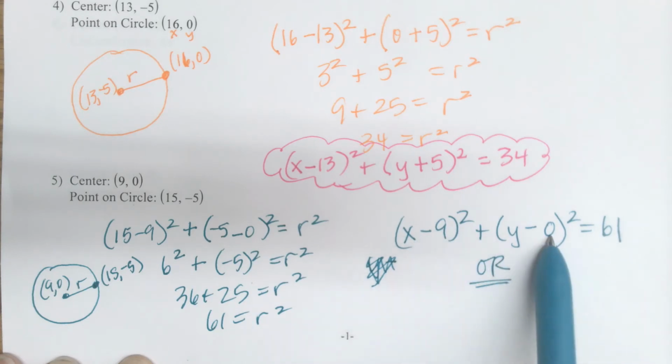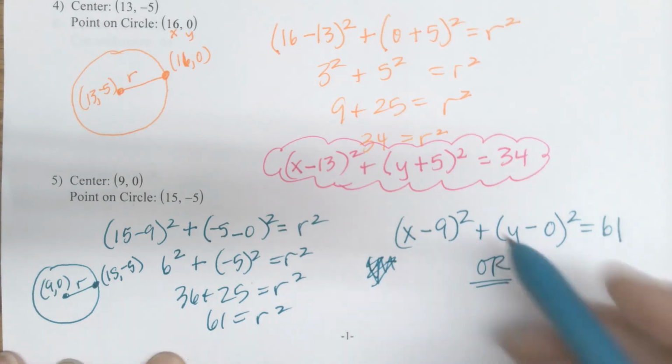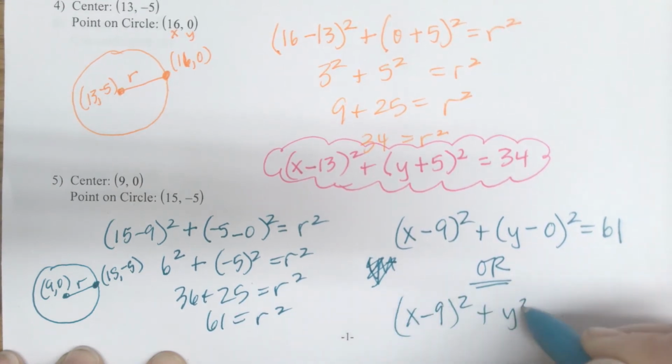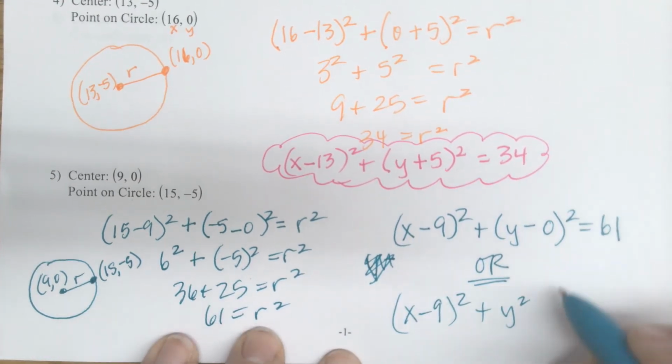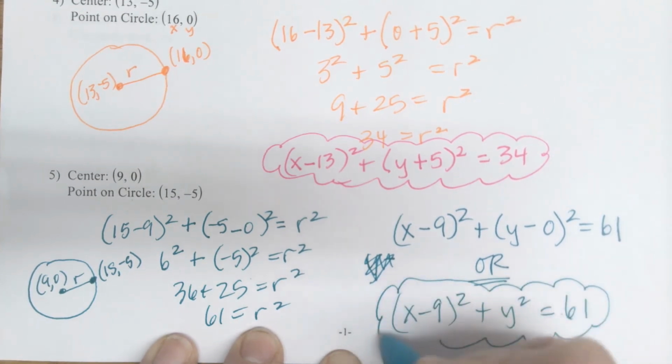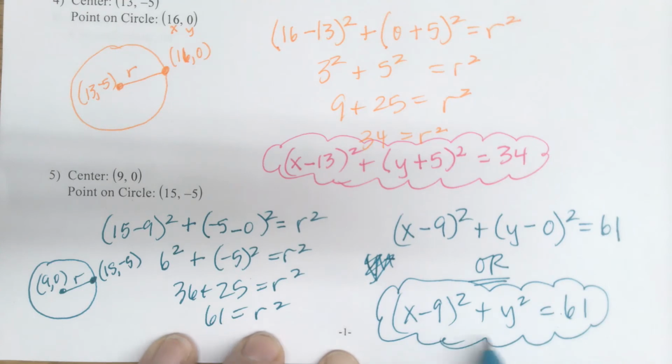So when I put it in the equation of a circle, I could rewrite this one as x minus 9 squared plus y squared, because obviously y minus 0 is just y, equals 61. And in fact, if you ever do a multiple choice test, which we do on occasion in here, it would be in the simplest form that you could get.